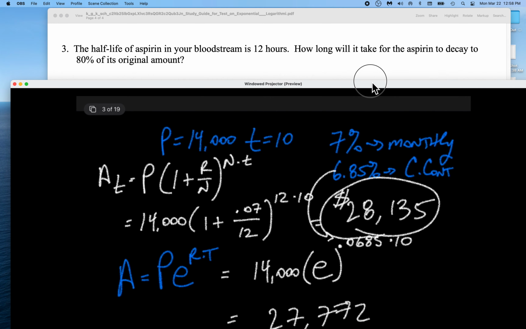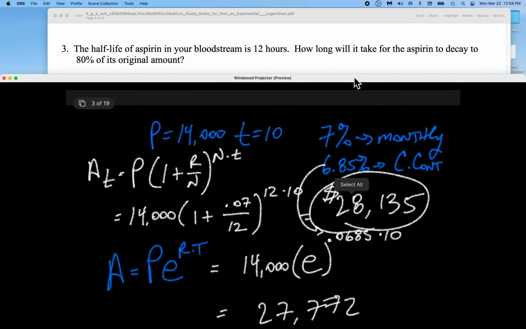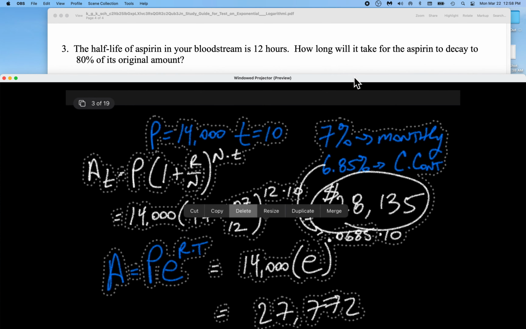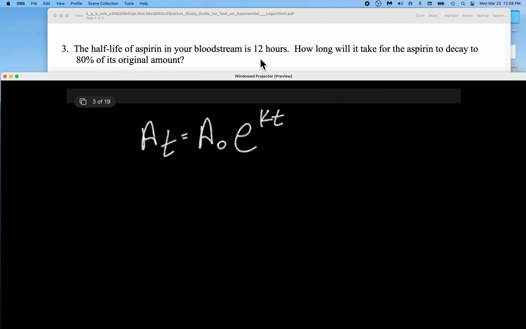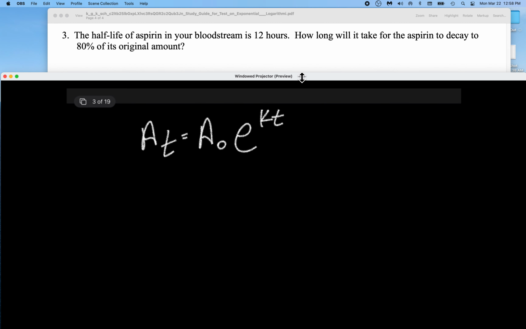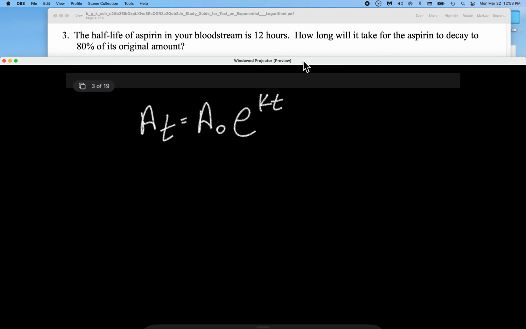Okay, this is the last problem. It's a half-life problem. Whenever you have a growth or decay problem, you are going to use this formula. A of t equals a sub 0 e to the kt. All these problems are the same. They're going to give you enough information to allow you to find k. That's going to give you the model of the equation. Once you have the model of the equation, you can answer anything they throw at you.